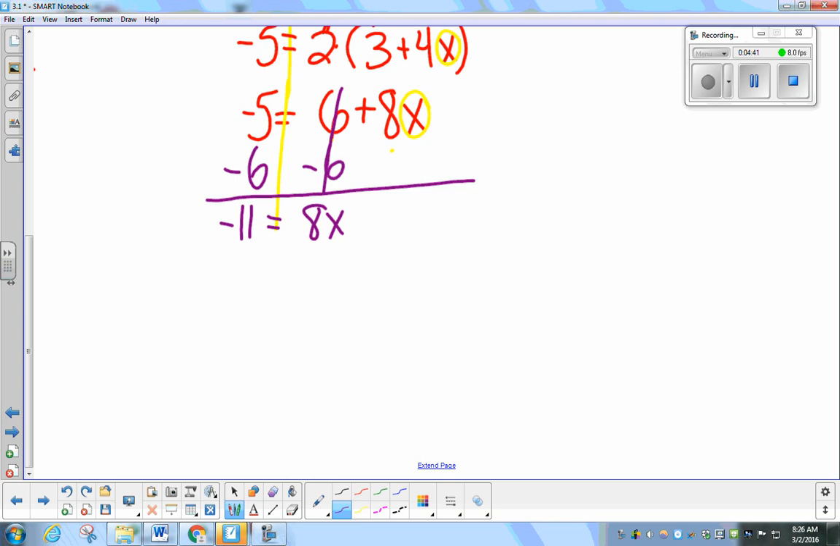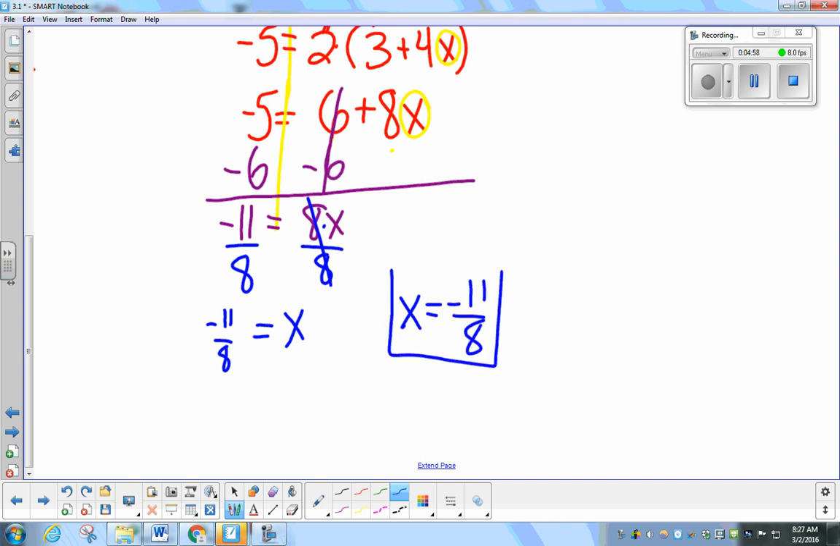I'm almost done. This x is just being multiplied by 8, so I need to divide by 8 to get x by itself. So we're left with x equals negative 11 over 8, and I am completely fine with you leaving that improper fraction. x equals negative 11 over 8. I can't simplify negative 11 over 8, so I'm just going to keep that as it is.